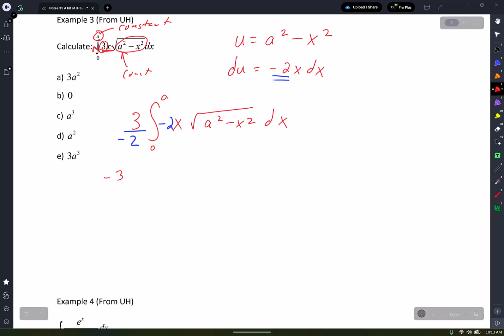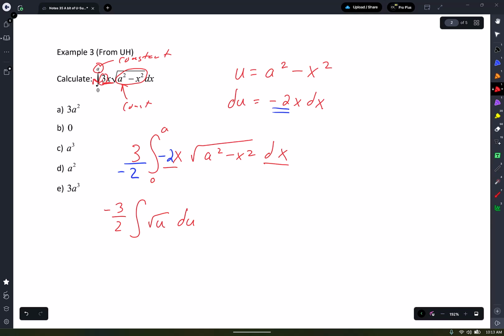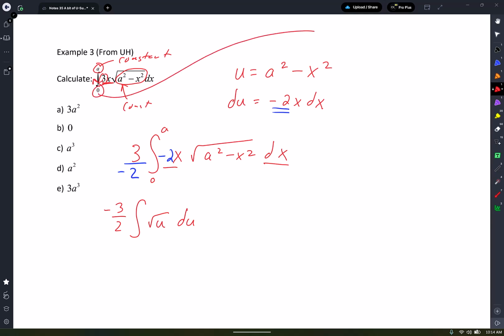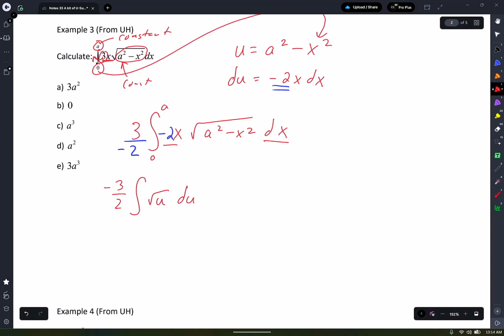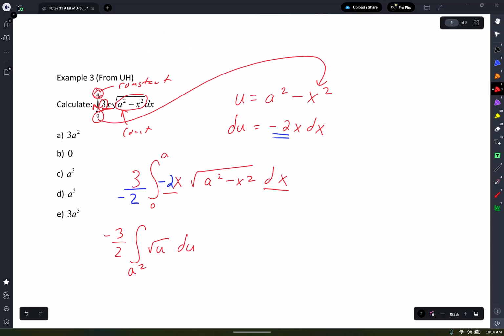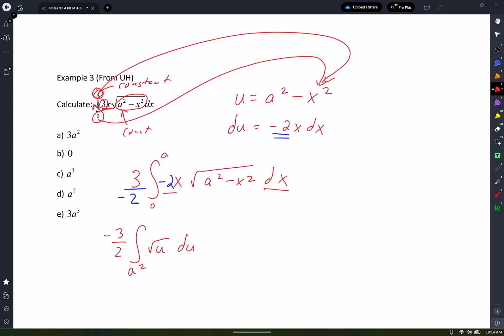So now negative 3 over 2 integral. It needs new limits. I'll put them in a little bit. Square root of u du, because there's my negative 2x dx. Make sure to put the du in the end and not in the beginning. When x is 0, plug it in right here, u is a squared. When x is a, u is 0.